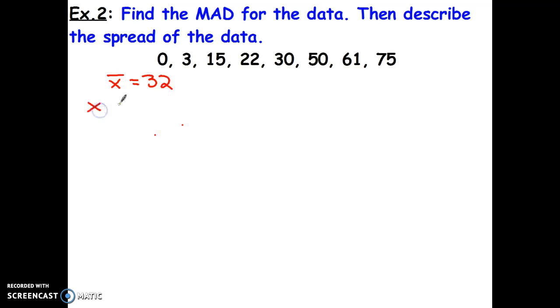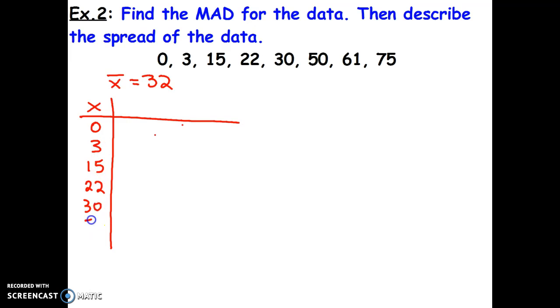Now let's go ahead and create our table. So first we're just going to list our x values. 0, 3, 15, 22, 30, 50, 61, 75. Next we're going to list our mean. 32.